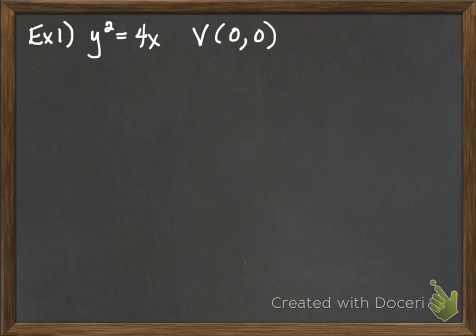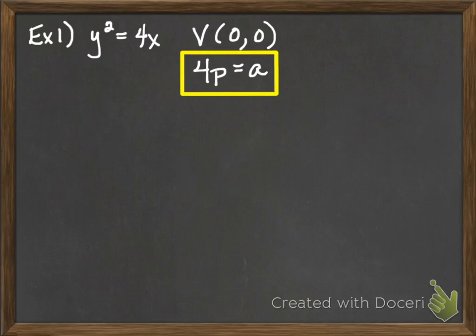Now, we need to know this little formula. We need to know that 4 times p is equal to a. However you do things that are really important in your notes, I like to do boxes around things that are really, really important. There is a relationship between your a value and your p value, and that relationship is all in the formula. 4 times p is always equal to a.